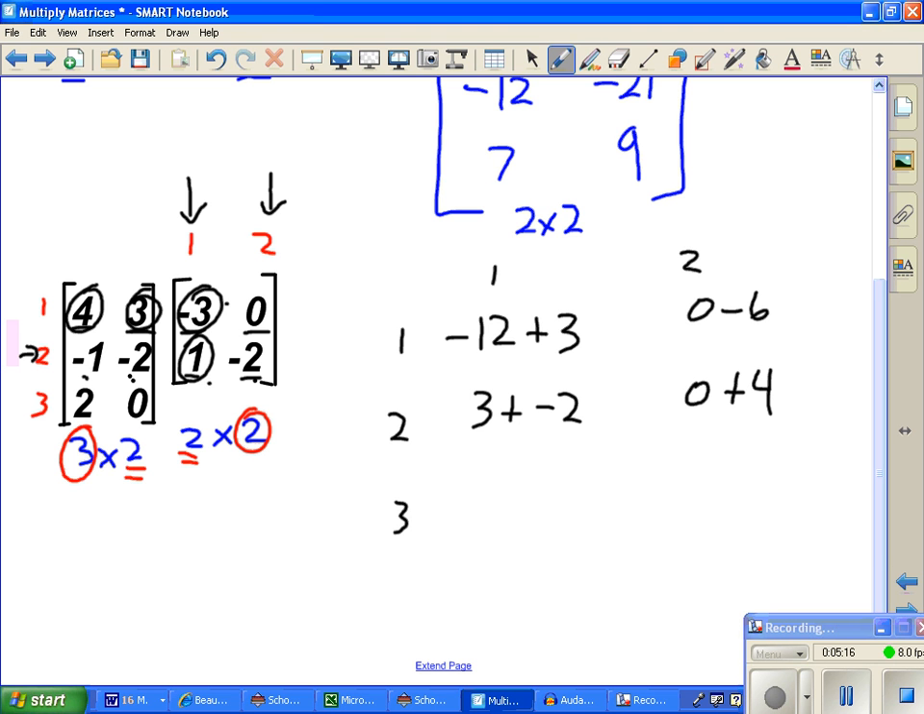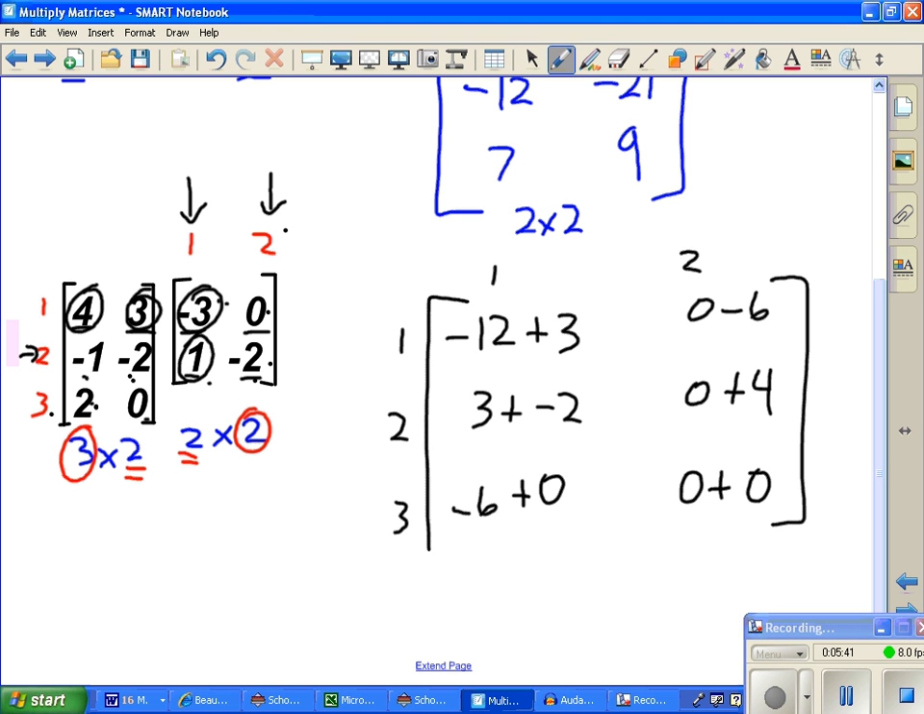Now I'm going to go third row, first column. 2 times negative 3 is negative 6. 0 times 1 is 0. Okay? Now, third row, second column. 2 times 0 is 0. Plus 0 times negative 2 is 0.